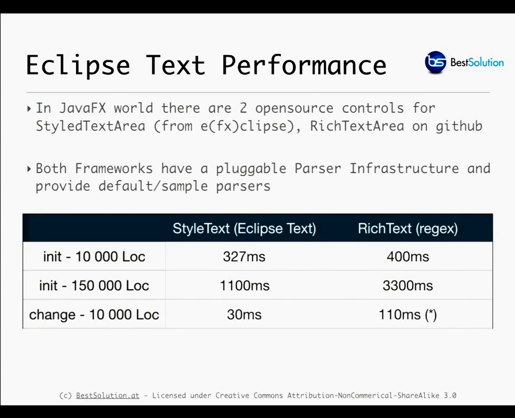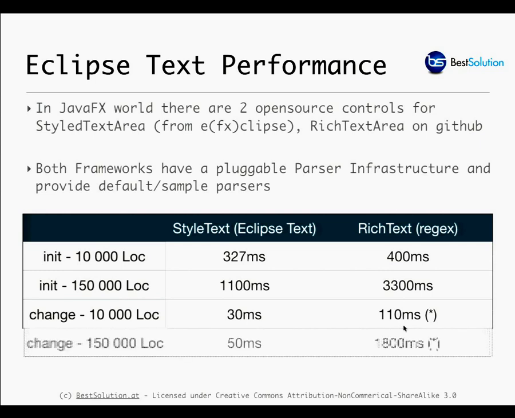When you type a character and you use the Eclipse Text parsing infrastructure, it takes 30 milliseconds from typing the key to showing it up on screen. With the native approach that the guys from RichTextArea are using, it takes 100 milliseconds to show the character. And it really gets catastrophic when we deal with 150,000 lines of code. The text framework still takes 50 milliseconds from key press to key show up in a file of 150,000 lines of code. And for the other guys, it takes 2 seconds to show up the character.